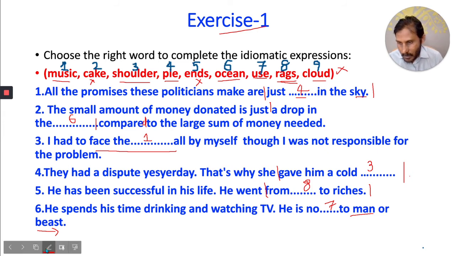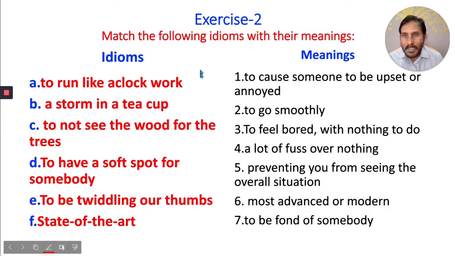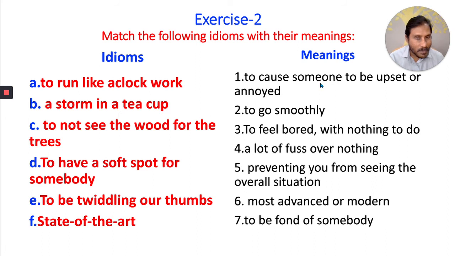And the last exercise is there for you. This is the match the following. These are the idioms, and these which you see in red are idioms. These are meanings; you have to match them. So A, B, C, D, E, F, 6 idioms are there. On the opposite side, you have 7 meanings. So one has to be left out. That makes our task a little bit difficult. But anyway, I'll explain to you.